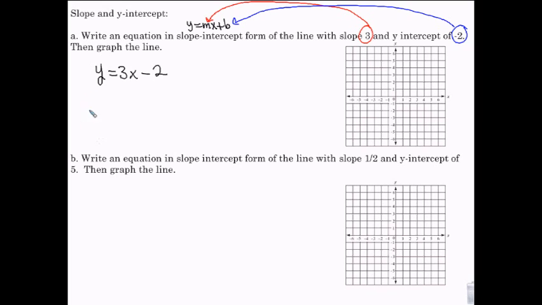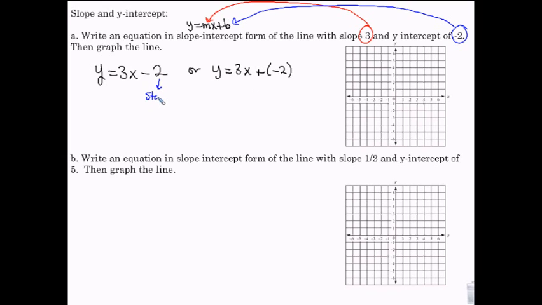-2 because it was negative. You could if you wanted to. It wouldn't be wrong. It's just a little awkward. You could do it that way. It's not wrong. So they're the same thing. Now we want to graph it.